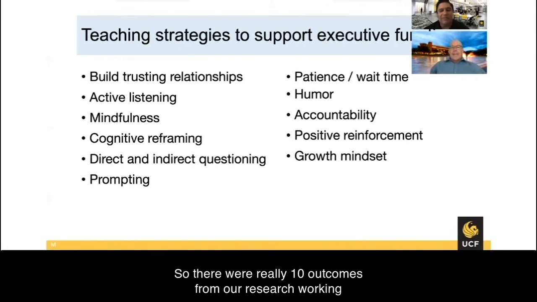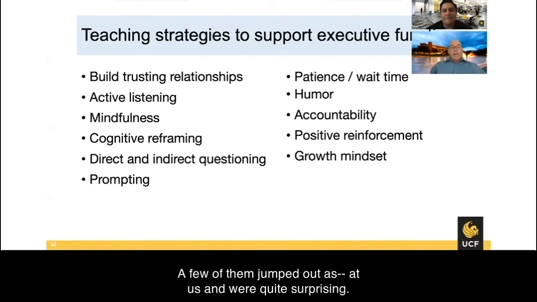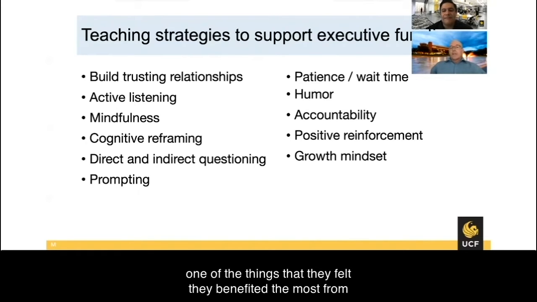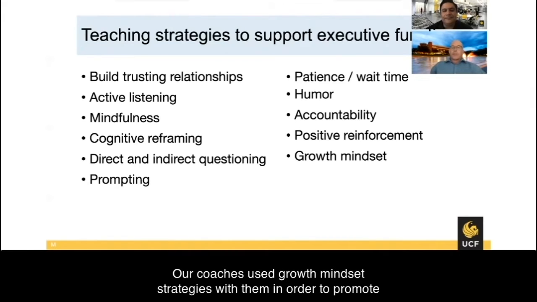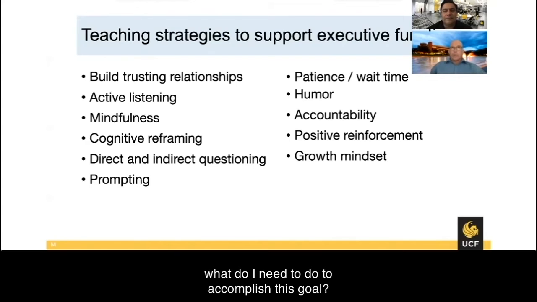So there were really 10 outcomes from our research working with the post-secondary students. And they told us that the things that were most important to them were these 10 items. A few of them jumped out at us and were quite surprising. So, for example, one of the things that they felt they benefited the most from was a growth mindset. Our coaches used growth mindset strategies with them in order to promote their thinking. So they would go from thinking, I can't do this, to what do I need to do to accomplish this goal?